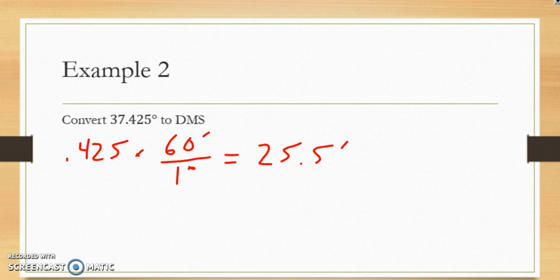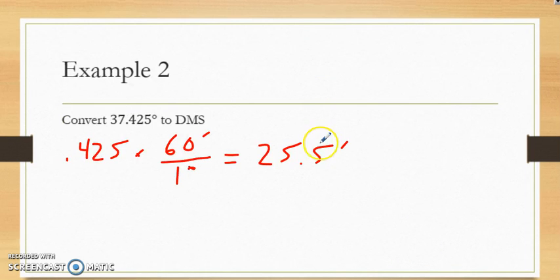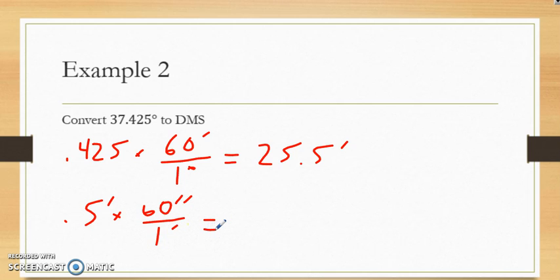So I'm going to look back at the rules I gave you. If there is still a decimal, then multiply that decimal by the next conversion factor, that there are 60 seconds in 1 minute. So the decimal that I still have is the 0.5. So I'm going to say 0.5 minutes times 60 seconds in 1 minute. Again, this is making some of the units cancel out. The minute units will cancel, and then 0.5 times 60 is equal to 30 seconds.